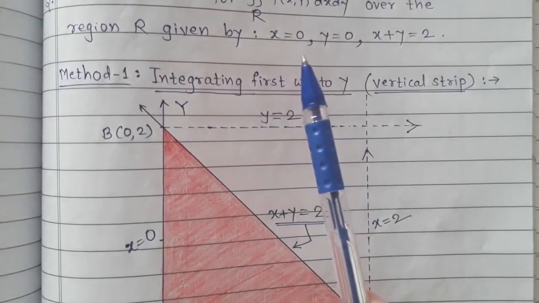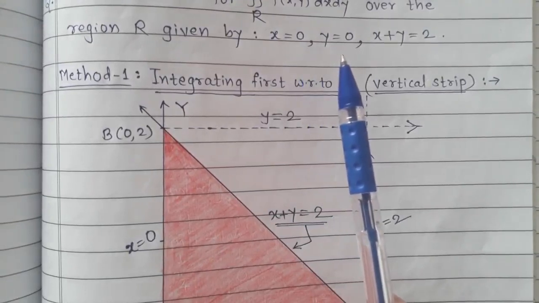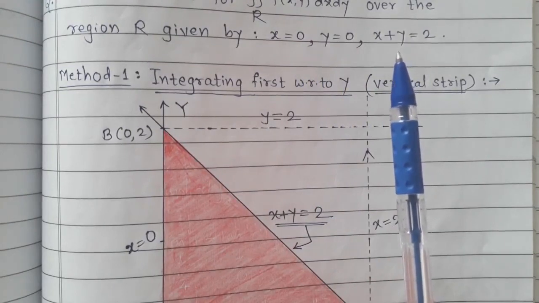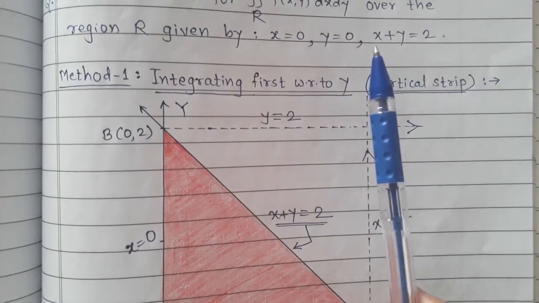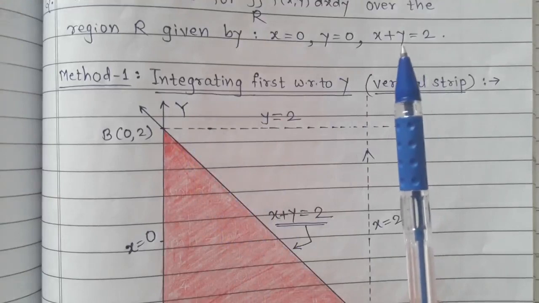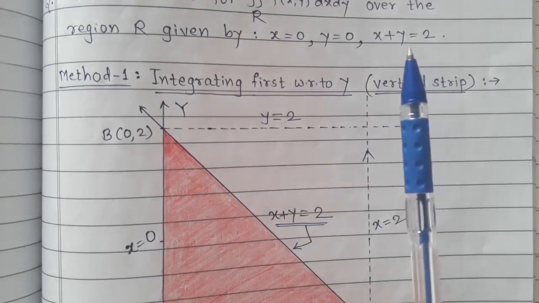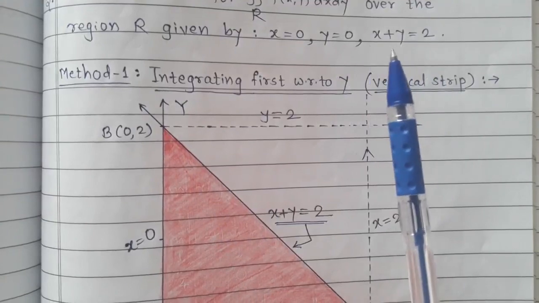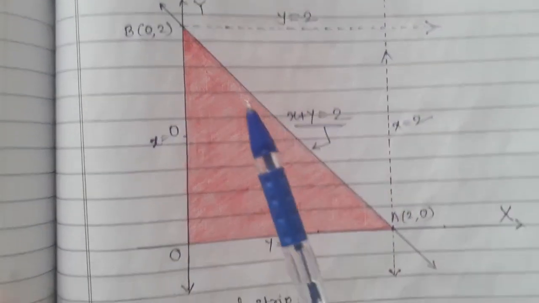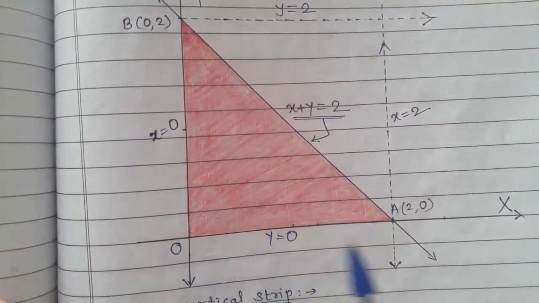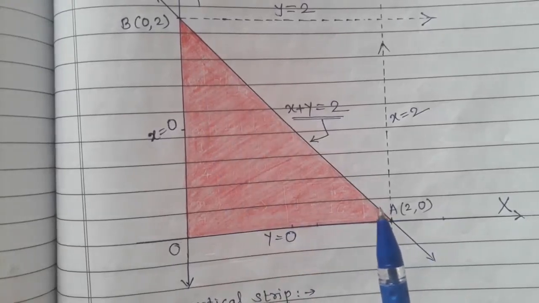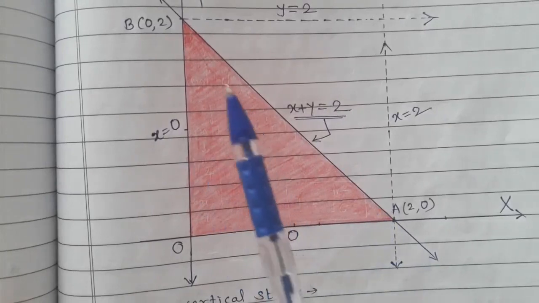x equal to 0 means the y axis, y equal to 0 means the x axis, and then the line x plus y equals 2. We can get the intercepts by putting x equal to 0, we get y equal to 2, so (0, 2) is the point, and by putting y equal to 0, we get the x intercept, so (2, 0) is the point. So the line will pass through (0, 2) and (2, 0). That is the line x plus y equal to 2. The region bounded by these three lines is the colored region.